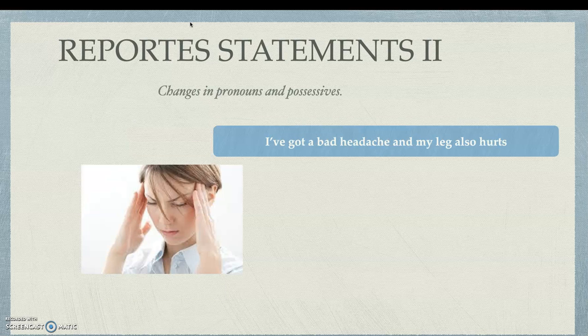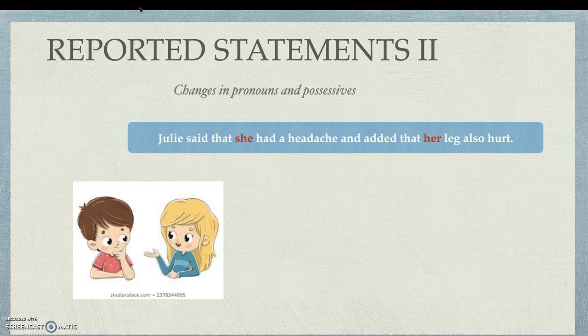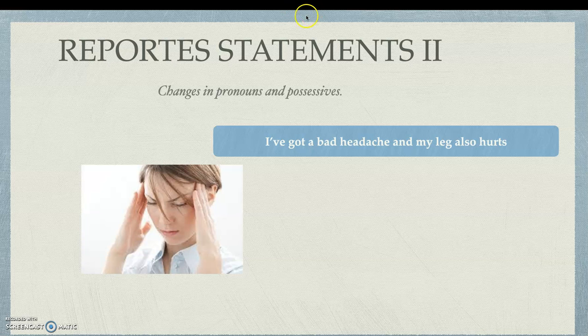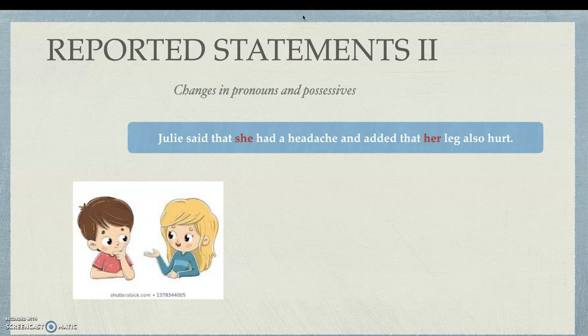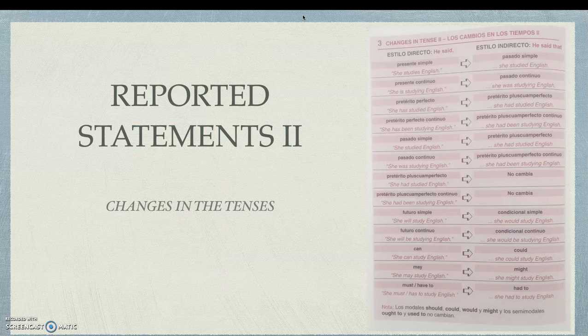We can see how "I've got a bad headache" that she says in the direct speech turns into "Julie said that she had a bad headache." Also, the possessive "my leg" becomes "her leg." Changes in tenses. As I said before, this backshift happens when the reporting verb is in the past.